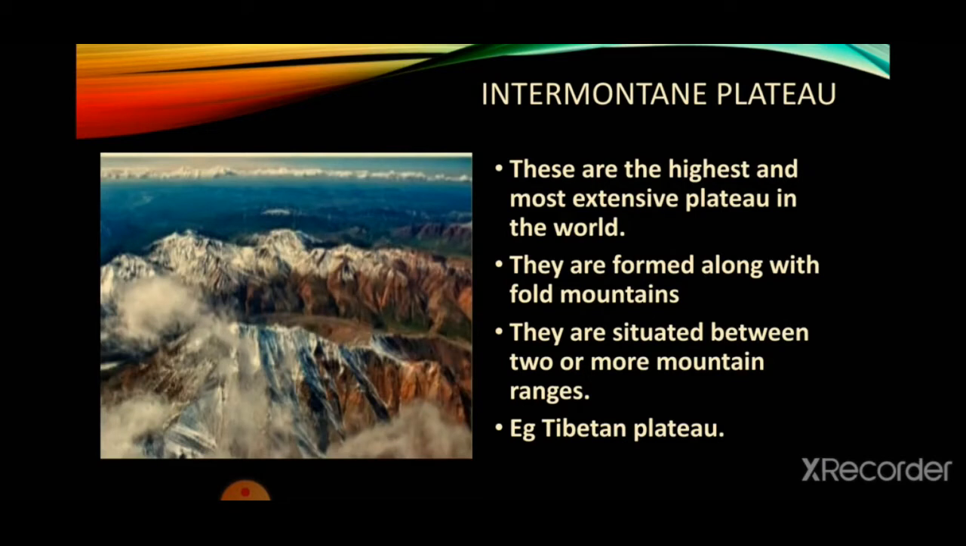The next one is the Intermontane Plateau. In simple words, Intermontane Plateaus are plateaus surrounded on all sides by mountain ranges. You can see in the picture that all the sides are covered by mountain ranges. In between there is a flat tableland, and such plateaus are called Intermontane Plateaus, covered on all sides by mountain ranges.